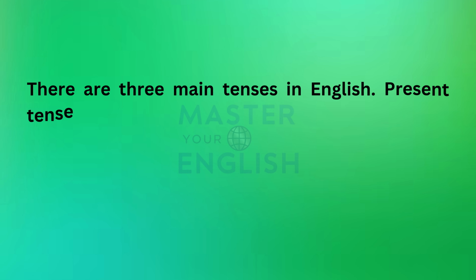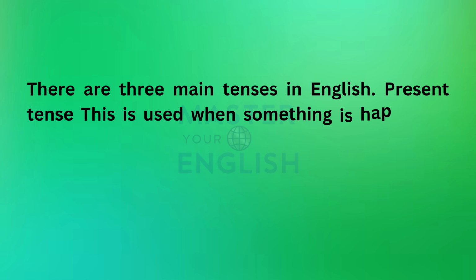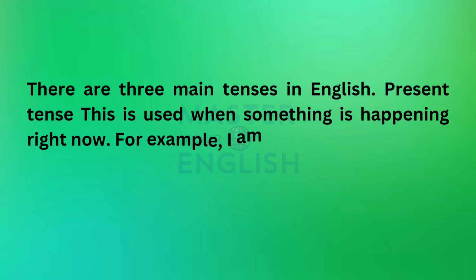There are 3 main tenses in English. Present tense. This is used when something is happening right now.